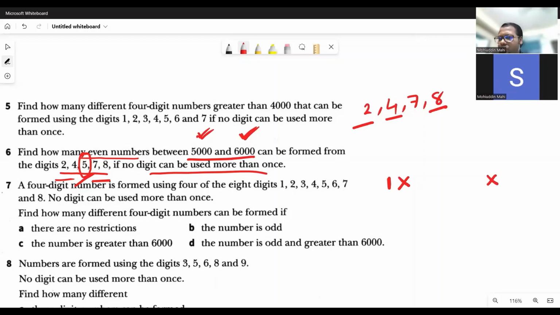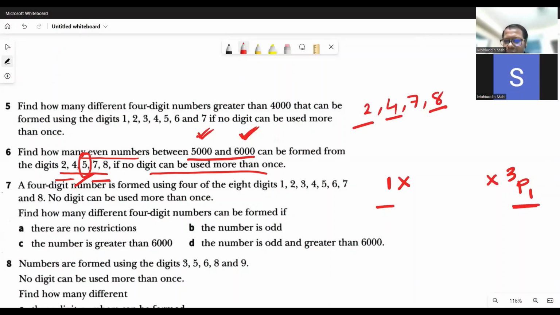And how many even numbers do we have here? We have 3 even numbers. And from that, we have to pick one number. So 3 numbers available, we have to pick one number. In how many ways can we do it? We can do it in 3P1 ways. So the first position is done. The last position, the last digit, is done.